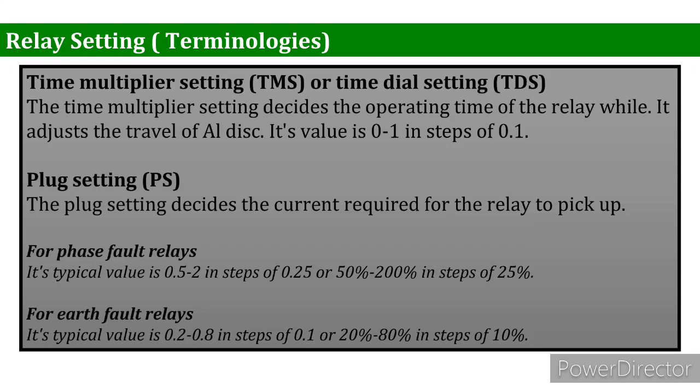Second, there is a term called plug setting. The plug setting decides the current required for the relay to pick up. As the name suggests, the plug setting comes from the fact that in these relays we insert a shorting plug in the plug setting bridge so as to change the number of turns of the operating coil to get a particular pickup value. For phase fault relays, a typical value is 0.5 to 2, and for earth fault relays, the typical value is 0.2 to 0.8.